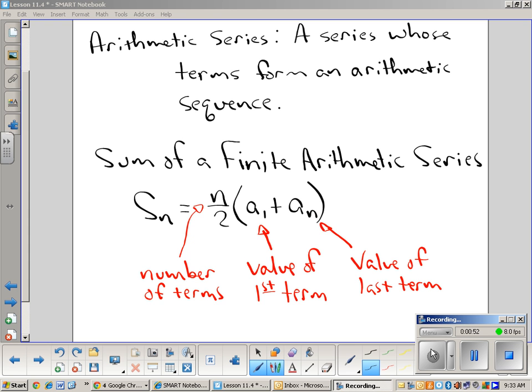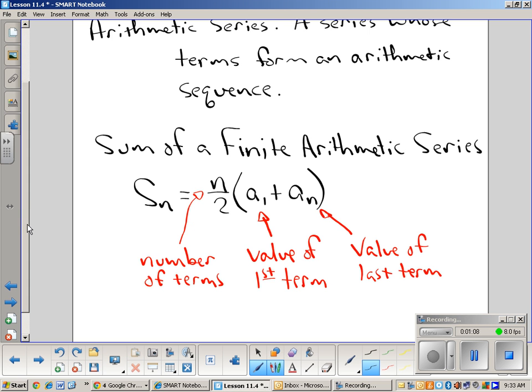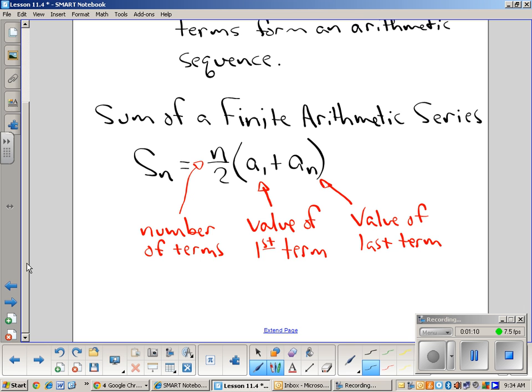All right, an arithmetic series is a series whose terms form an arithmetic sequence. And remember, a series is the sum of all the terms. Then they give us a formula for the sum of a finite arithmetic series. It says S sub n is equal to n over 2 times (a sub 1 plus a sub n), where n is the number of terms, a sub 1 is the value of the first term, and a sub n is the value of the nth term, or the last term.